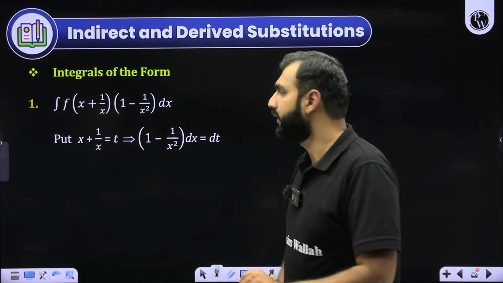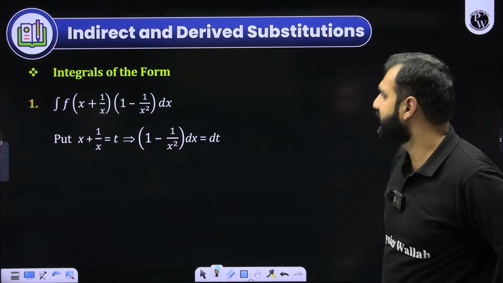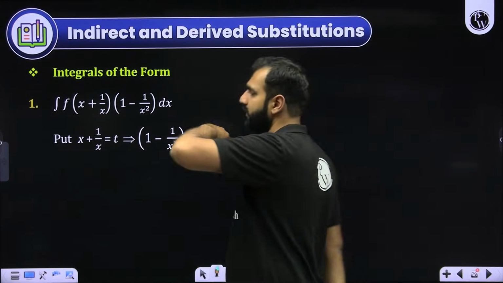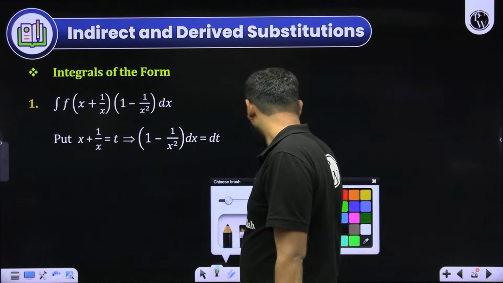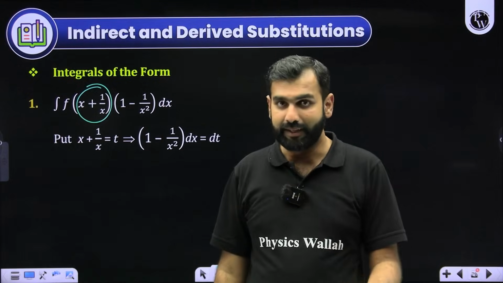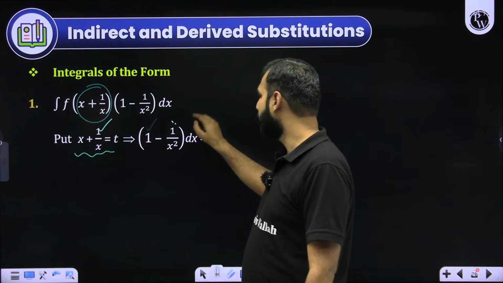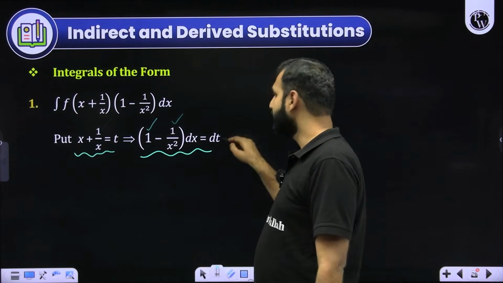So the first pattern in that list would be, whenever you see something like f of x plus 1 by x times the whole of 1 minus 1 by x square, then you substitute x plus 1 by x as t. I hope you are realizing the derivative of x will be 1, 1 by x will become minus 1 by x square, dx dt.